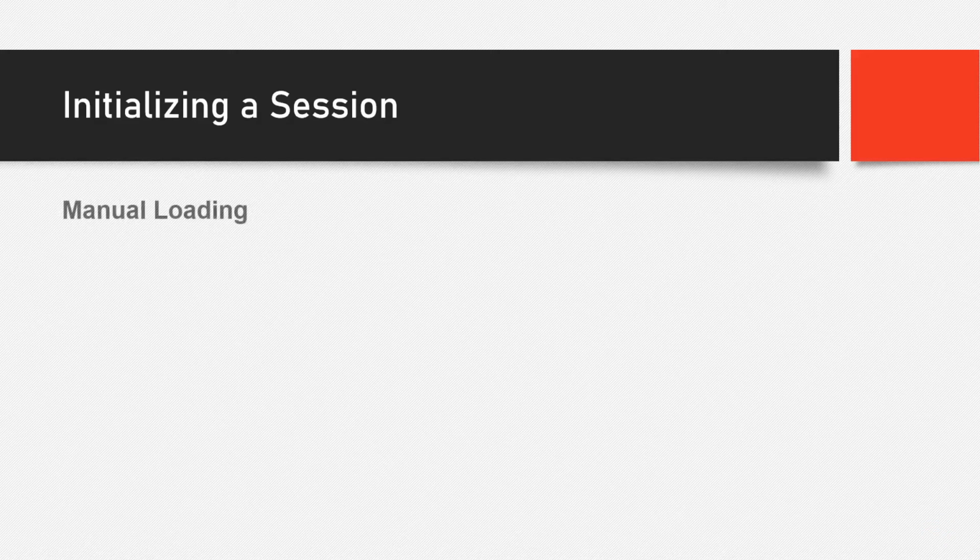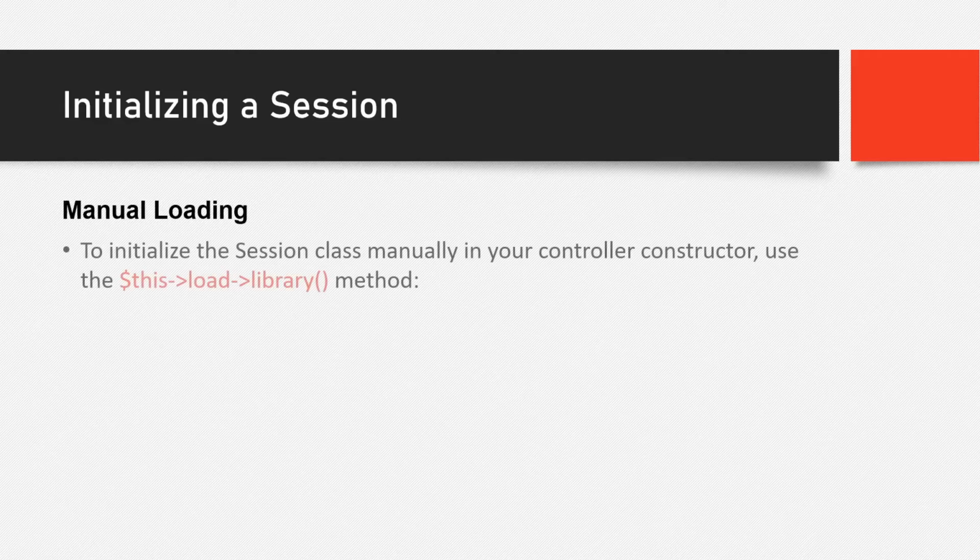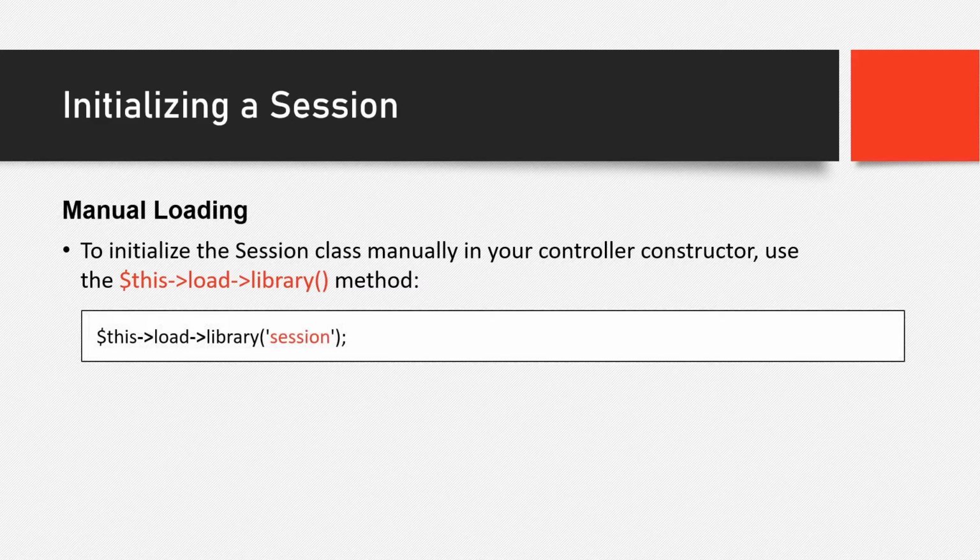Okay. So let's start with the manual loading. To initialize the session class manually, in your controller constructor, use this load library method. So this is how we do it. This load library, then we're going to indicate here yung session. Then we're going to place that on our constructor method of our controller.